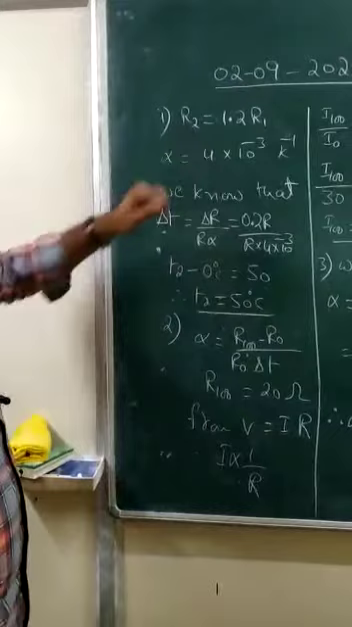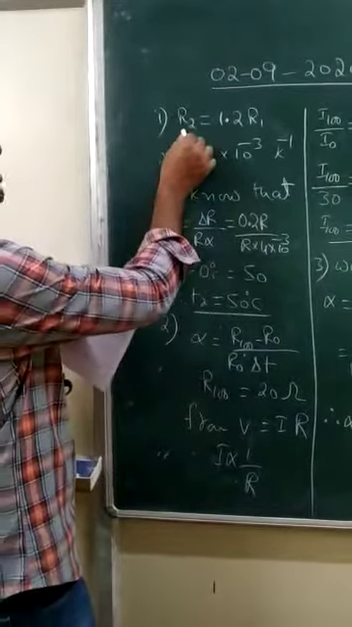The temperature coefficient of resistance of platinum is 4 into 10 power minus 3 per Kelvin at 0 degrees Celsius. Find the temperature at which the increase in the resistance of the platinum wire is 20% of its value at 0 degrees Celsius.